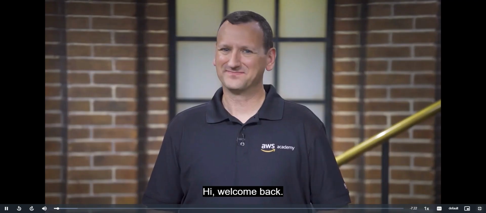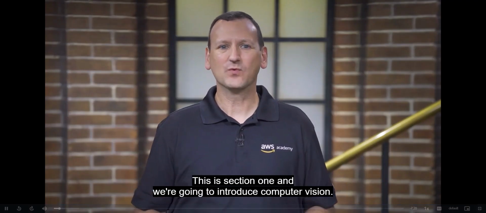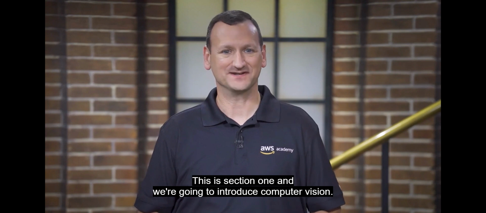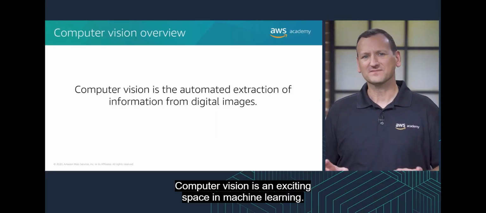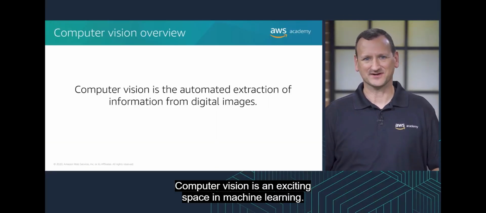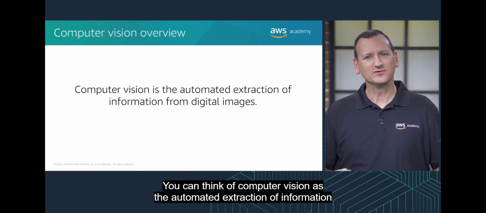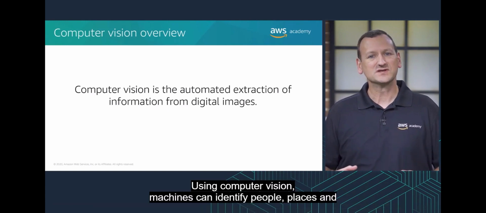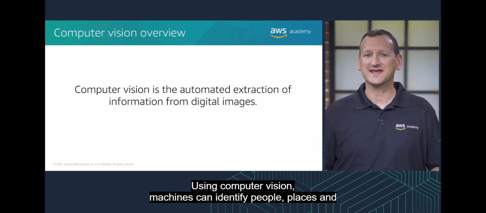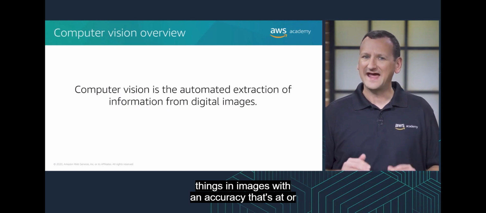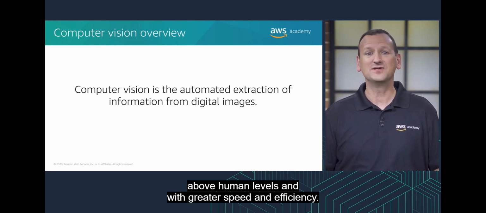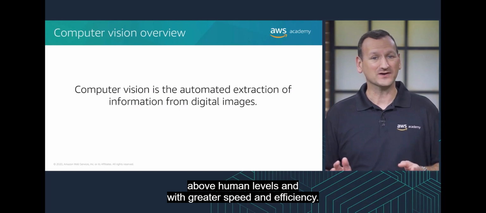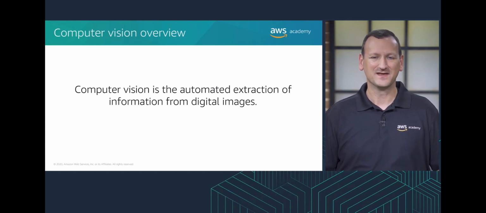Hi, welcome back. This is section 1, and we're going to introduce computer vision. Computer vision is an exciting space in machine learning. You can think of computer vision as the automated extraction of information from digital images. Using computer vision, machines can identify people, places, and things in images with an accuracy that's at or above human levels, and with greater speed and efficiency.